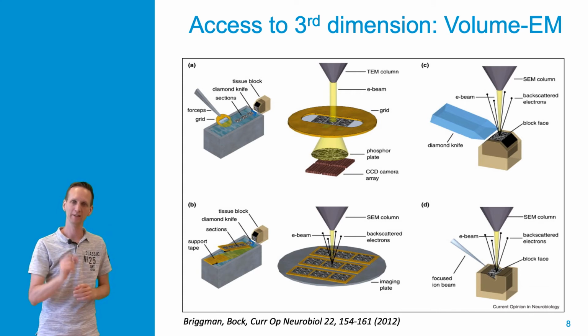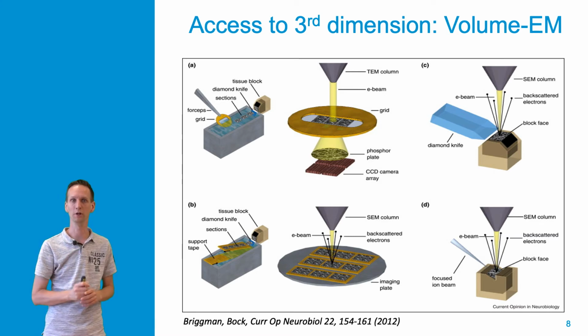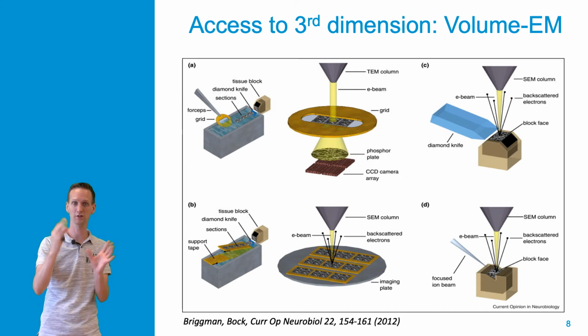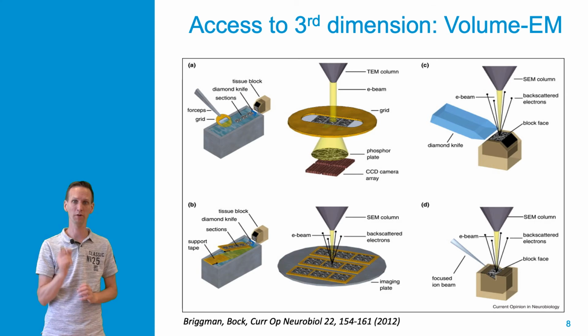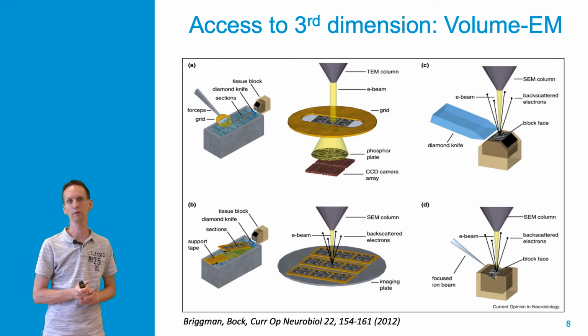It's good to realize that this example also illustrates that while the acquisition of images is a major limiting factor in determining the throughput and thus the size of the volume that can be accessed, this is not the only limiting factor. We have to realize that if we go to a large volume, which consists of a large amount of sections, all these sections have to be cut in advance, and we might need an automated way of doing this.